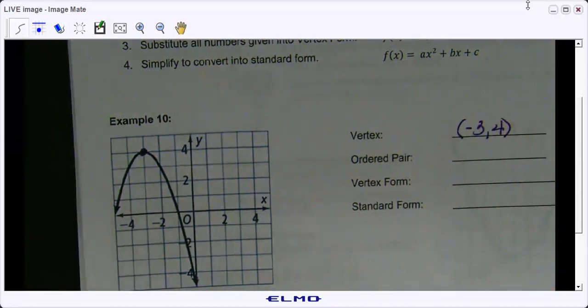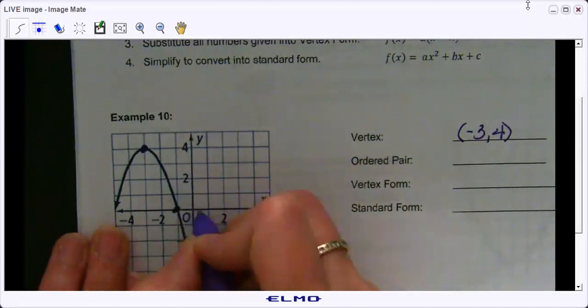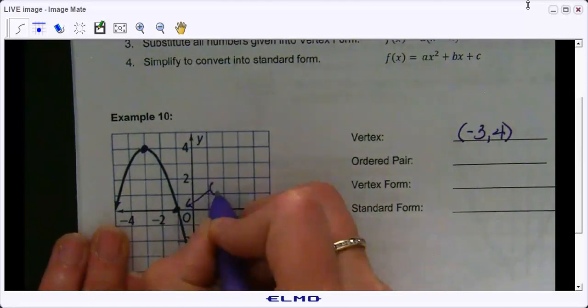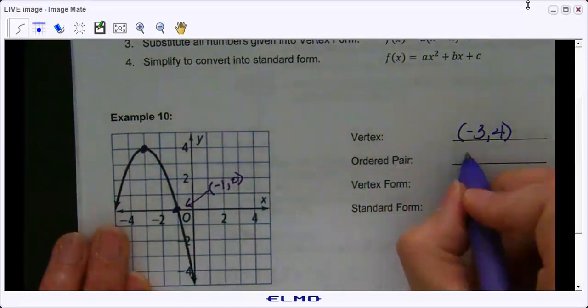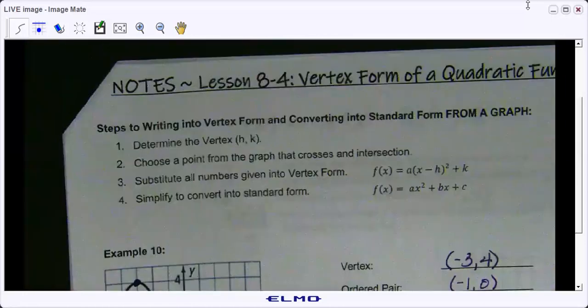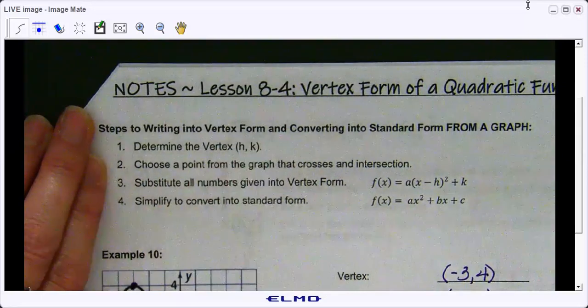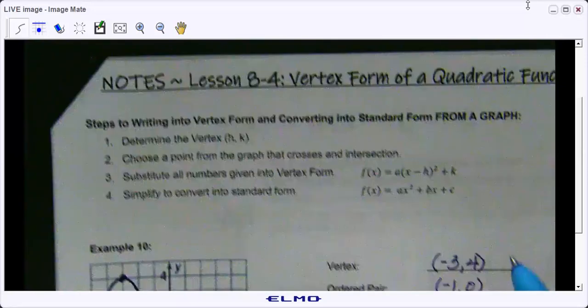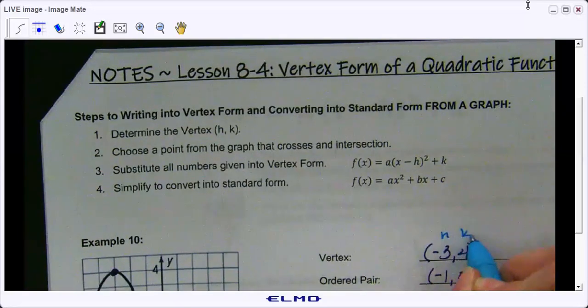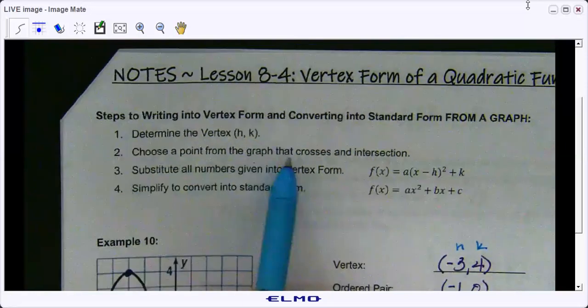Okay. Now we're going to choose some random ordered pair. I like to choose ordered pairs that have a 0 in it or that have smaller numbers. So I'm going to choose this ordered pair right here, which is -1, 0. So that's my ordered pair. And up here in step 1, it says determine the vertex (h, k). So remember, the -3 here represents h and the 4 represents k. We did that.